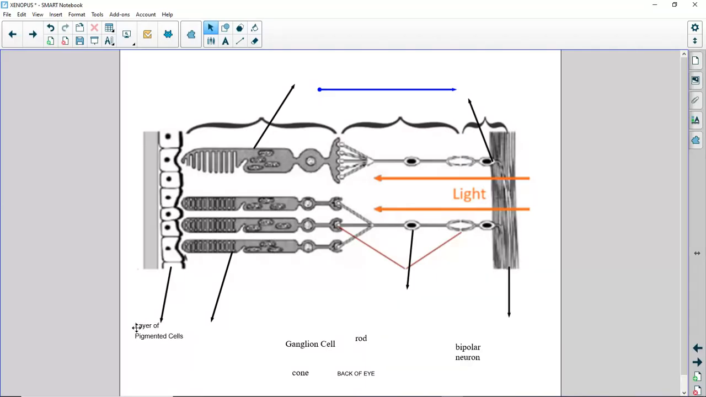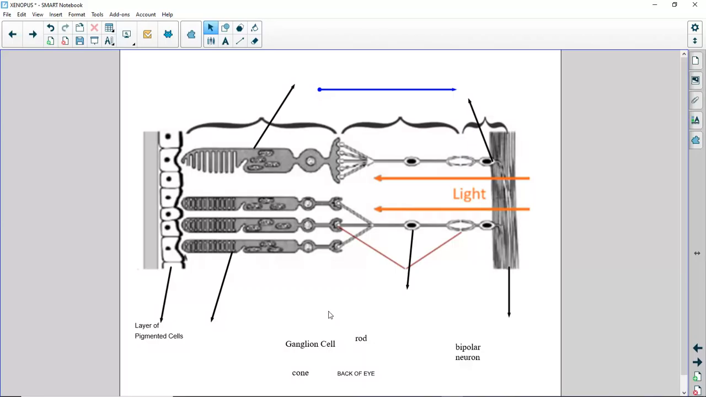That layer of pigmented cells is really black. The function of those cells in the retina is to absorb the light, to prevent other images from reflecting or being formed other than the one that you want to form. Closest to those pigment cells are your actual sensory neurons.